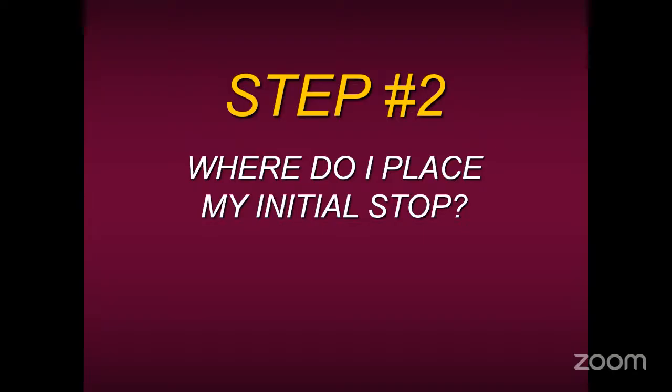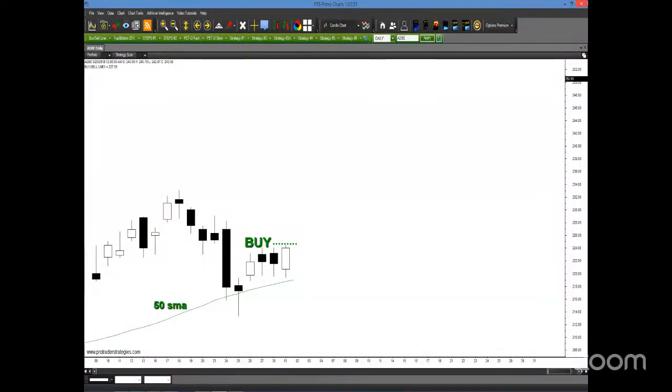So in our courses, we have upwards of 6 or 7 different ways to place your stop, depending on your risk parameters, depending on how much capital you have. I'm just going to share with you one of the most basic and generic ways to place a stop, and that's by using the most recent pivot low.